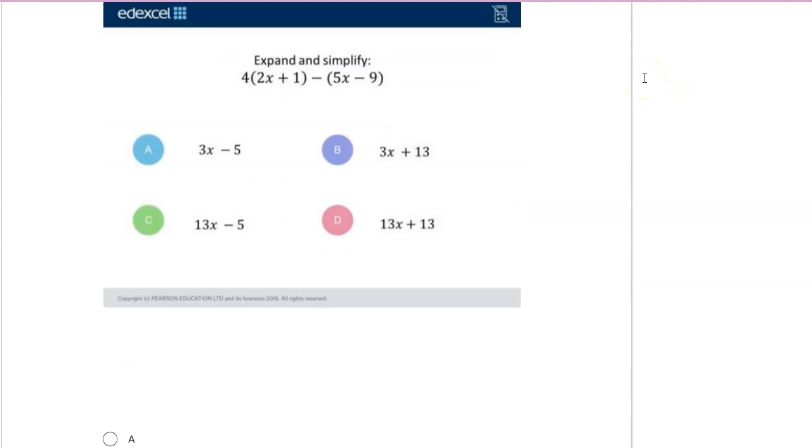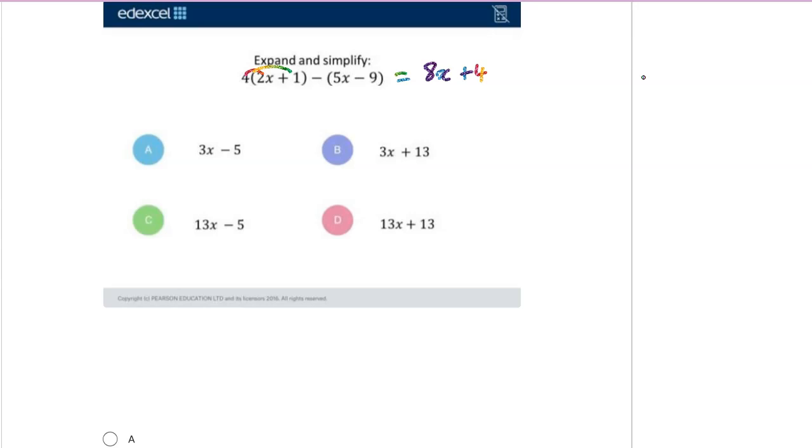Expand and simplify. Just need to be careful expanding this negative. That's where we get into trouble with this question. So first up, the 4 multiplies the 2x. Remember, number times number, and then just keep the letter along for the ride. So 4 by 2 is 8, and there was an x there that it was multiplying, so it's 8x. Then the 4 needs to multiply the 1. 4 times positive 1 is positive 4.